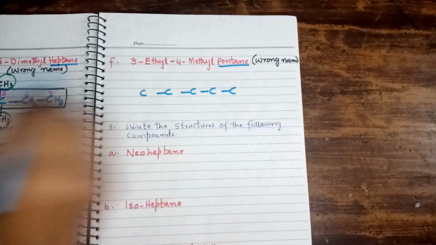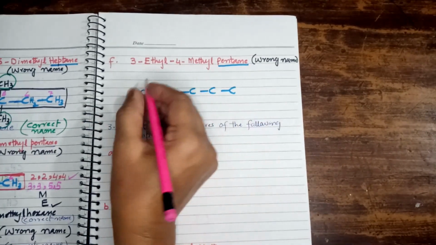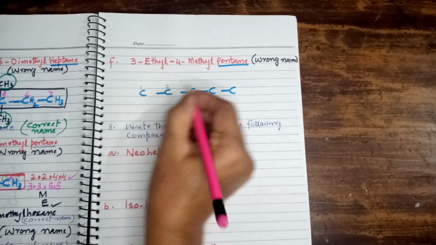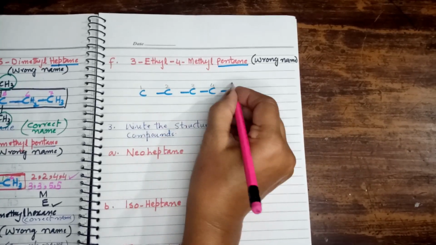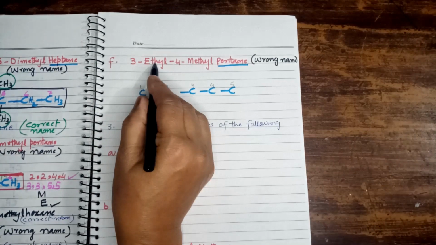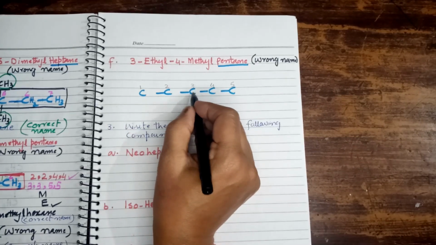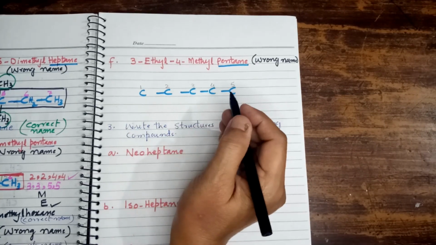Now do the numbering by any way, either from left side or from right side. 1, 2, 3, 4, 5. Right, students? Now attach the radicals. At the third carbon we have ethyl radical. Which is the third carbon? This one. So we have ethyl radical with carbon number 3.